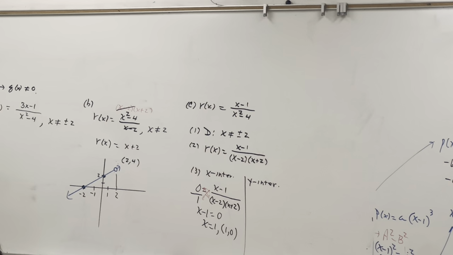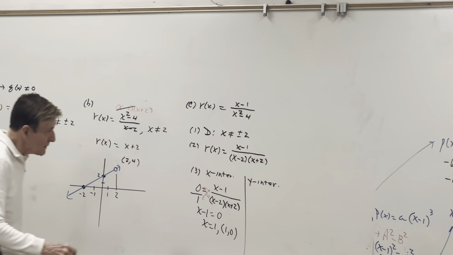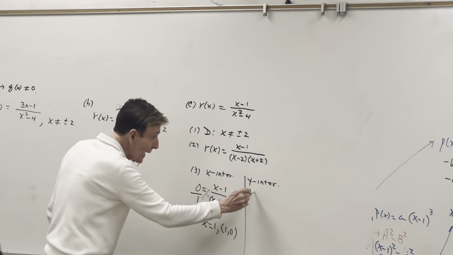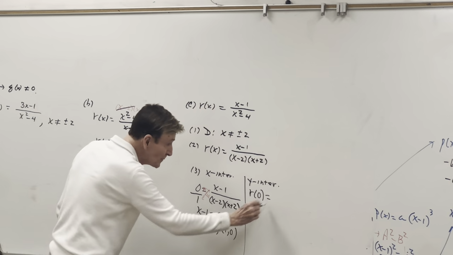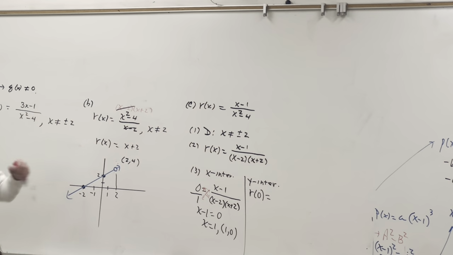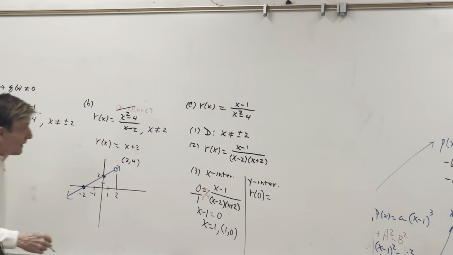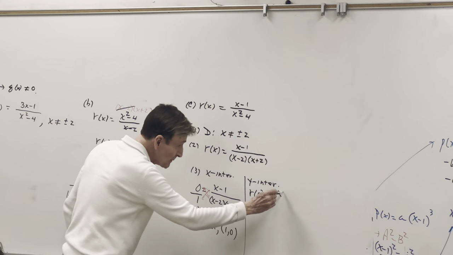Now he said, Professor, also find the y-intercept. Easily done. That says go back and replace all the x's by 0. Guys, if you want to go back to the original, you could, or go back to step 2. You could do it either one. I'm going to go back to the original. Looks like it might be a little bit easier.